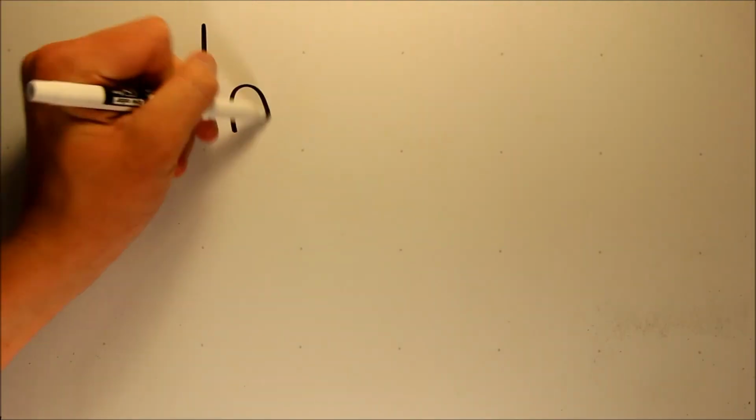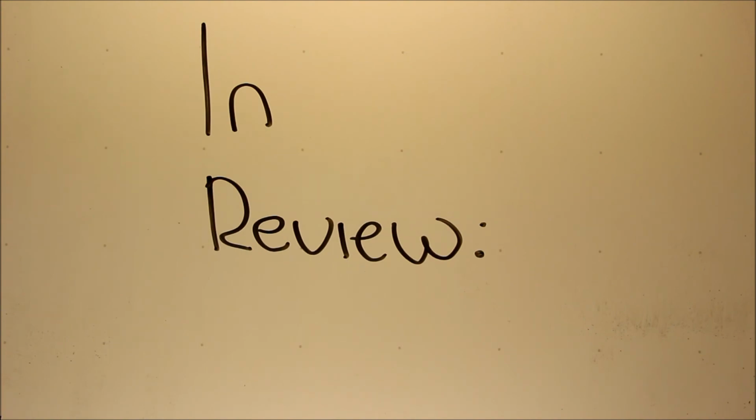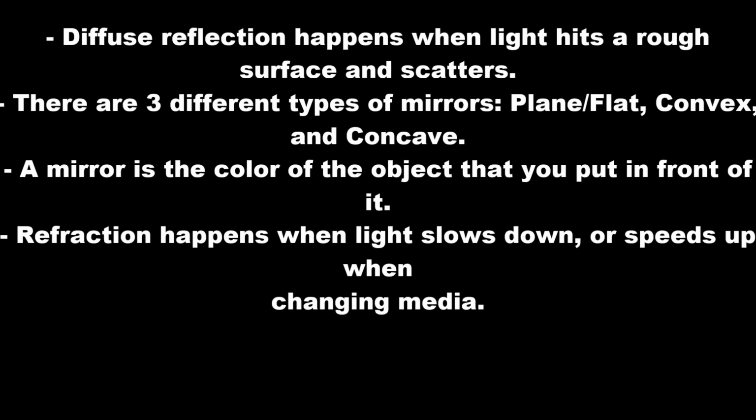In review, diffuse reflection happens when light hits a rough surface and scatters. There are three different types of mirrors: plane or flat mirrors, convex, and concave mirrors. A mirror is the color of the object that you put in front of it, and refraction happens when light slows down or speeds up when changing media.